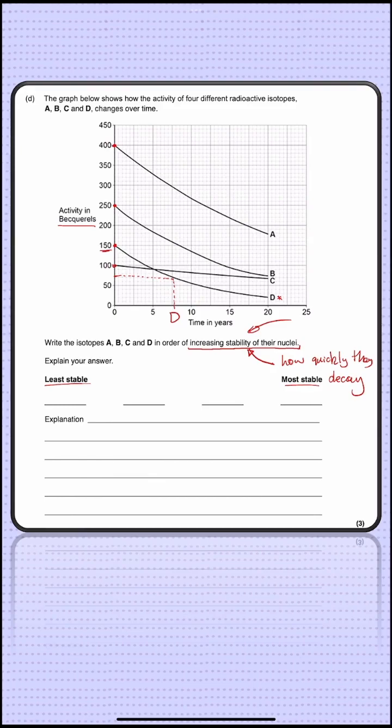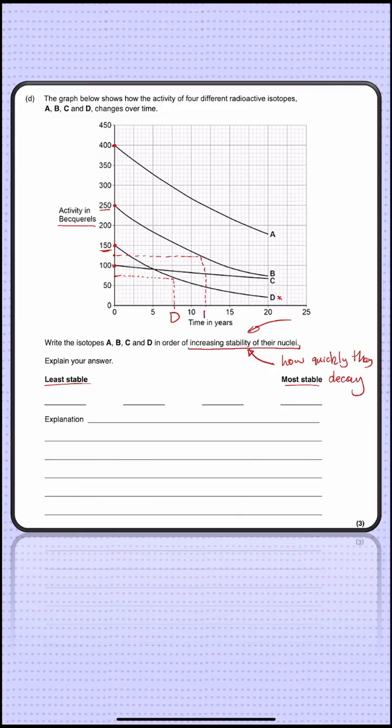The next one, C is pretty tricky to look at. We'll look at B next. So that's 250. It starts off at 250. We want to go to half of 250. So that's around 125. Find the gradient? No, I wouldn't try and find the gradient here. It's going to be tricky to find a gradient. Could help actually. The less steep it is, the faster it's decaying. But it's more to do with this half-life. So let's look at the half-life here. The half-life here is around here.